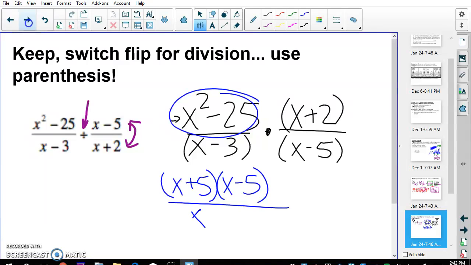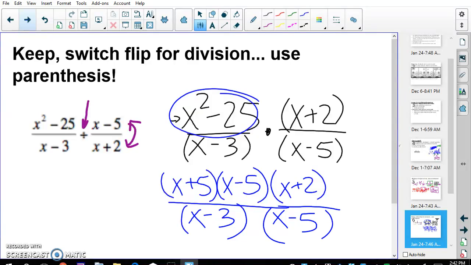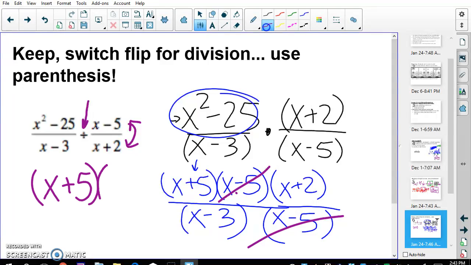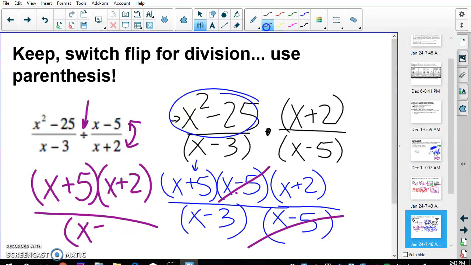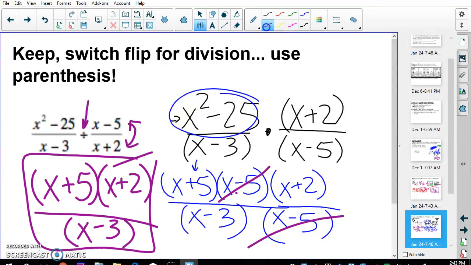All right, now on the bottom, I've got x minus 3. Up here, I'm going to take out the times sign because I really don't need it. X plus 2, x minus 5. Okay, so now I look here. Does x plus 5 simplify? Nope. Does x minus 5 simplify? You bet it does. X plus 2, x minus 3? Nope. So how do I write my final solution? I just write it as x plus 5 times x plus 2 all over, not 2a, that's a different question. There it is. All done.